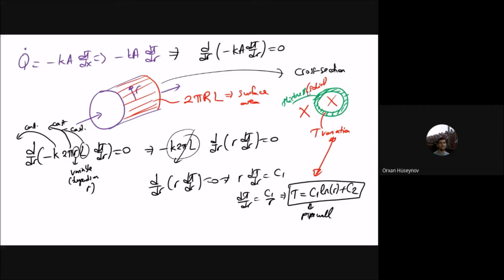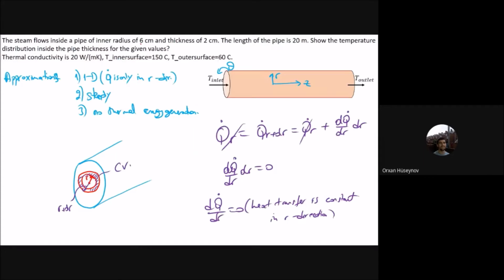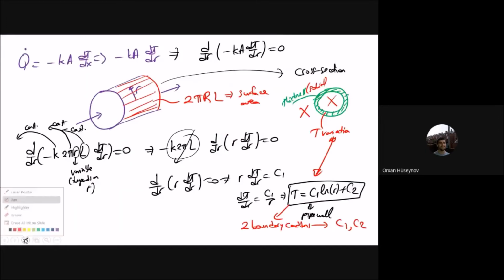Okay, so with this in mind, we have found that T is C1 ln r plus C2. Again, what we need is the boundary conditions. Two boundary conditions will help us to determine the values of C1 and C2. And then I will go back to the question here. The question says that the inner surface is 150 degrees Celsius and the outer surface is 60 degrees Celsius.